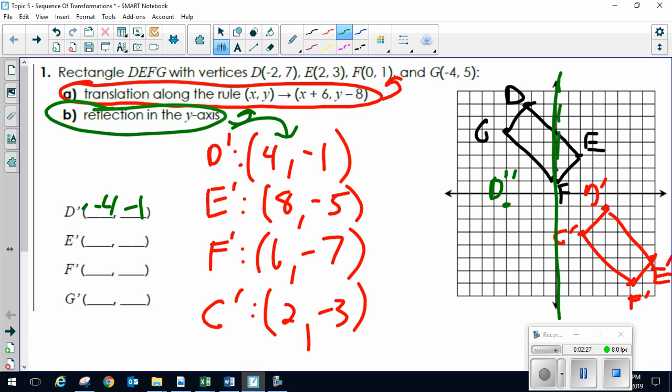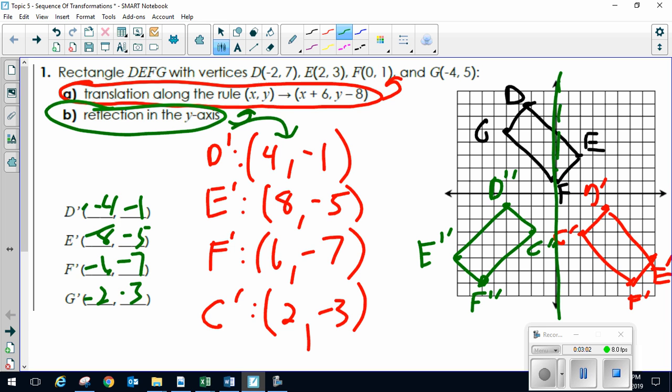And we do the same thing for E. E is currently 8 to the right of the green line, so I need to go 8 to the left. So E double prime gives me negative 8, negative 5. F prime is 6 to the right, so F double prime will be 6 to the left. So it's right here, at negative 6, negative 7. And then G prime is 2 to the right, so it's 1, 2 to the left. So G double prime is right here at negative 2, negative 3. So here is your final figure.